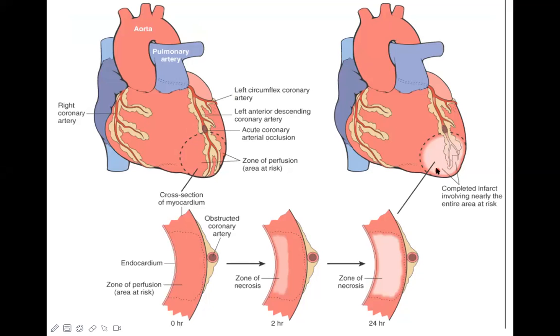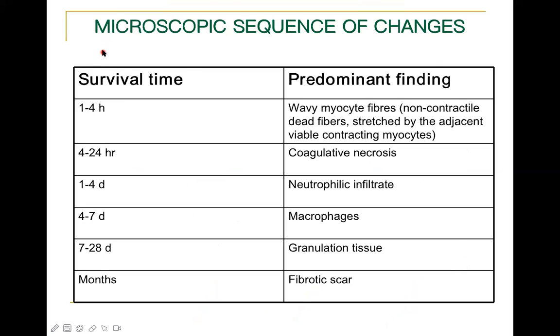These are schematic diagrams, but they provide us a lot of information. The zone of perfusion is the area at risk if this coronary artery is blocked, and this is called the zone of necrosis, and later on it looks like this. Now what about the microscopic sequence of changes?